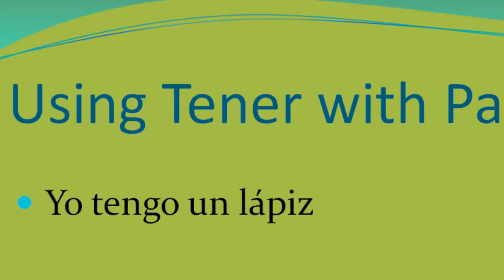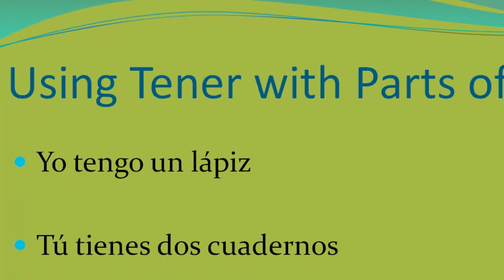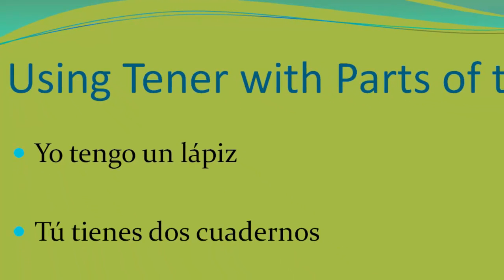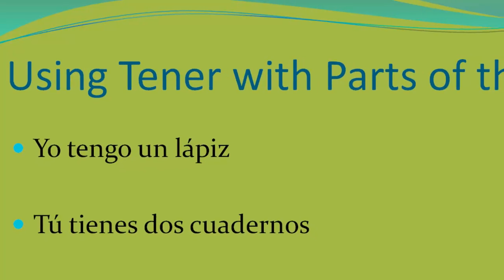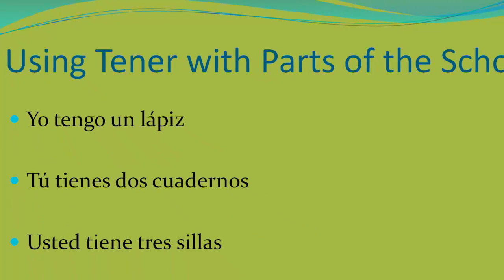Yo tengo un lápiz. Remember, lápiz is pencil. Yo tengo is I have, so I have a pencil. Un means a. Tú tienes dos cuadernos. You have two notebooks. Usted tiene tres sillas. You have three chairs.